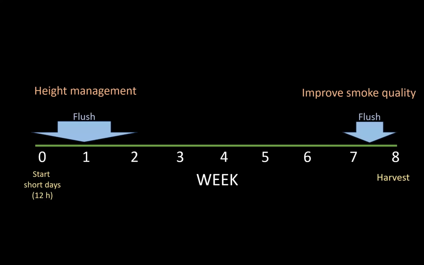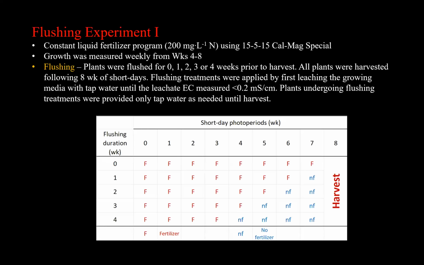So we're really looking at 2 different opportunities to flush plants to improve crop production and plant quality. In our traditional flushing approach, we did an experiment. We grew the plants under a conventional greenhouse fertilization program using a standard pre-blended fertilizer 15-5-15. We're applying it at a rate of 200 parts per million nitrogen, and we recorded growth from weeks 4 through 8 of the flowering process, and we'll show you that data first.